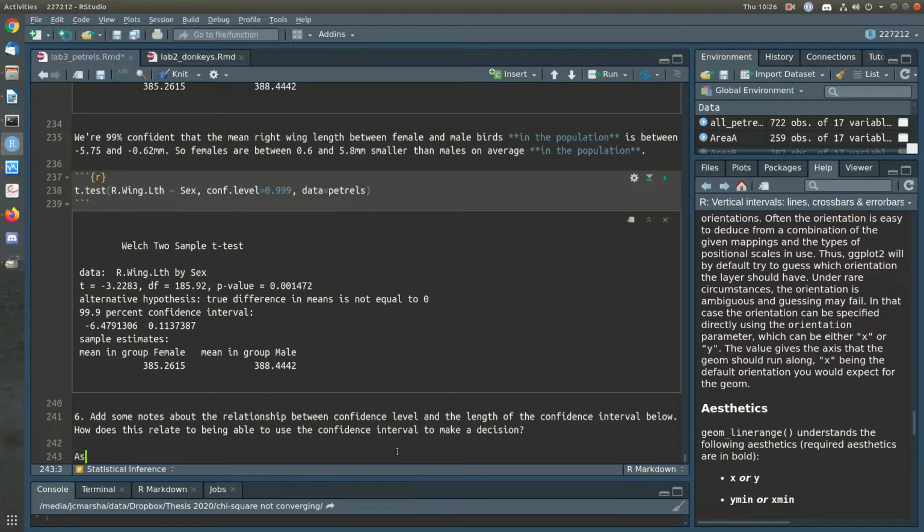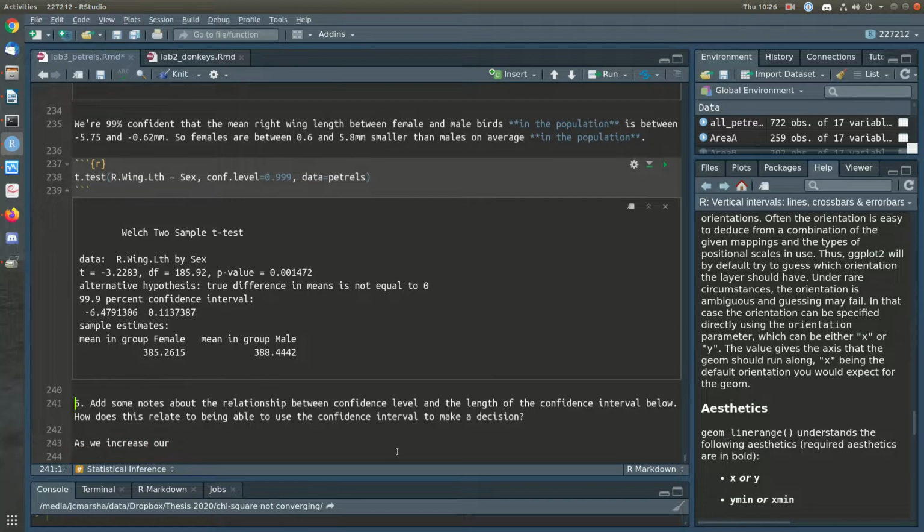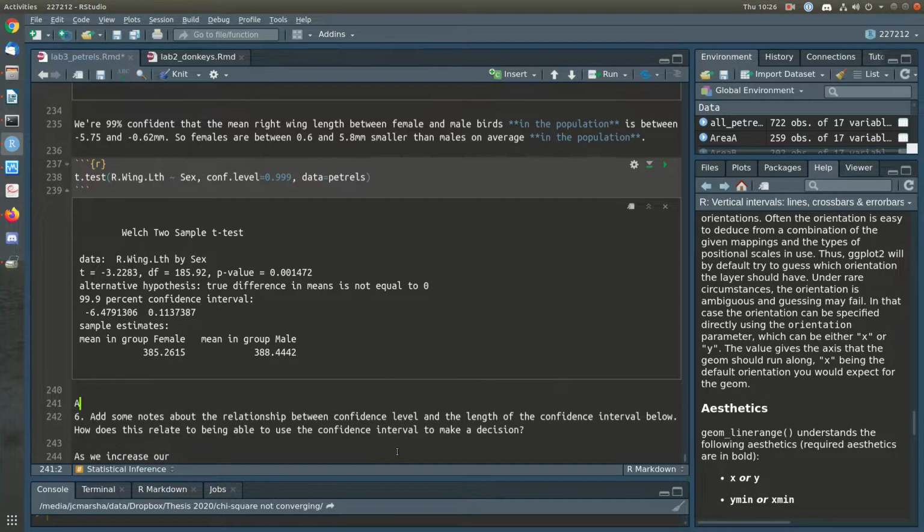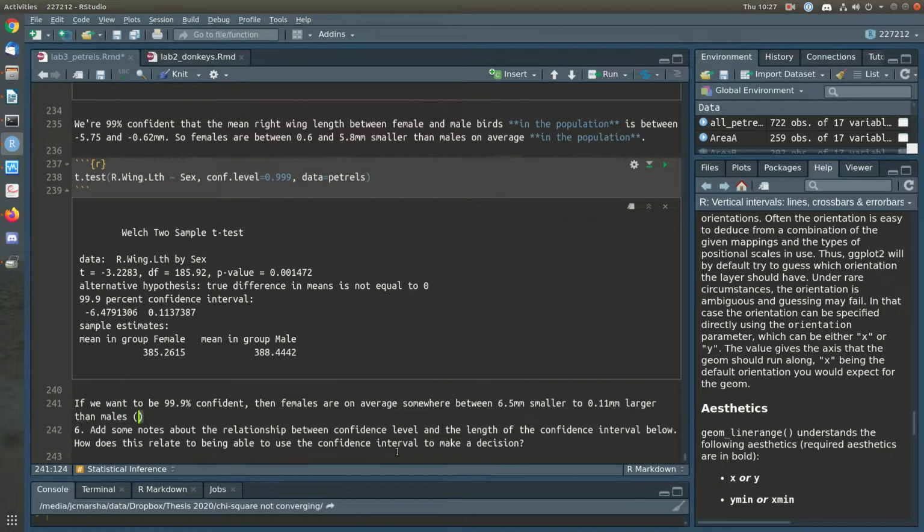Okay, so as we increase, if we want to be 99.9% confident, then females are on average somewhere between 6.5 millimeters smaller to 0.11 millimeters larger than males. Or be the same in the population.